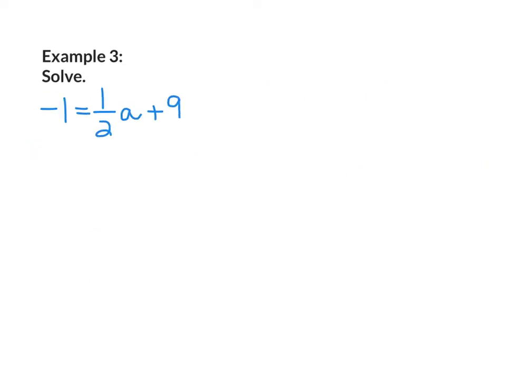Example 3. Solve -1 = 1/2 a + 9. I know that I need to get my variable alone, so I need to move the 9 to the other side. Since I have positive 9, I'm going to subtract 9 from both sides, because that's the opposite. 9 take away 9 gives me 0, so that cancels out. I'm going to bring everything else down. -1 plus -9 gives me -10 = 1/2 a.